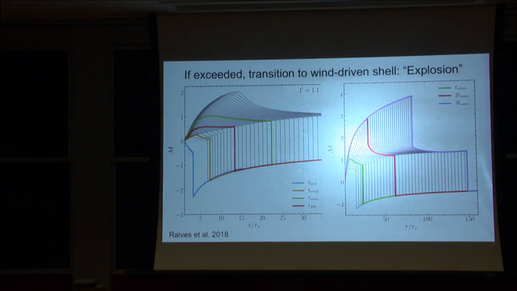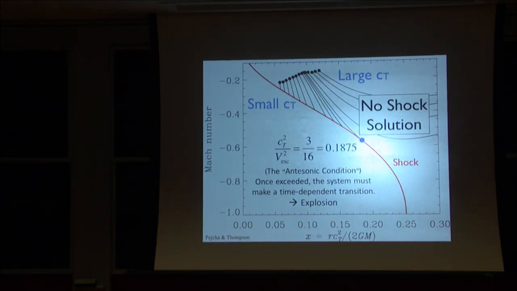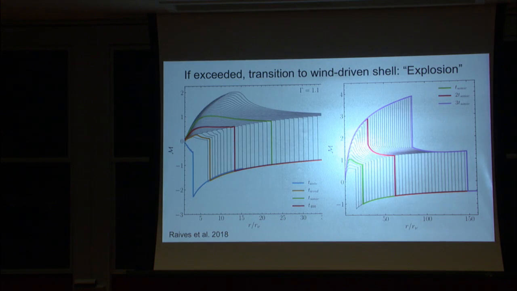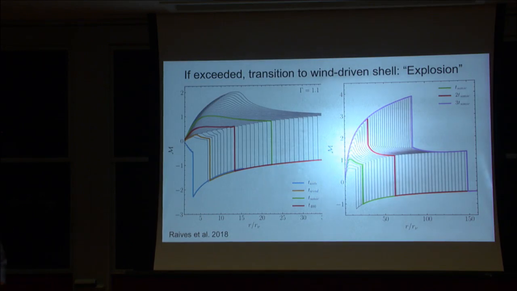So when you exceed this condition, generally defined, I showed you the special case of constant CT behind the shock. When you exceed it, you undergo a time-dependent transition to a thermal wind. And this has been seen in simulations all the way back to the 90s. In the model I showed you, you see a thermal wind driving a wind-driven bubble. And so that's what a supernova is. A supernova is a wind-driven bubble in a massive star. It is a wind driven by neutrino heating. That is what an explosion is in the massive star context.